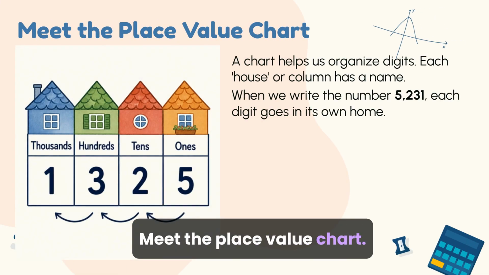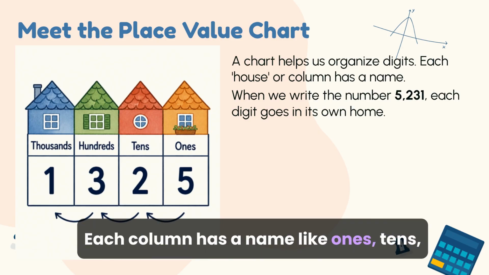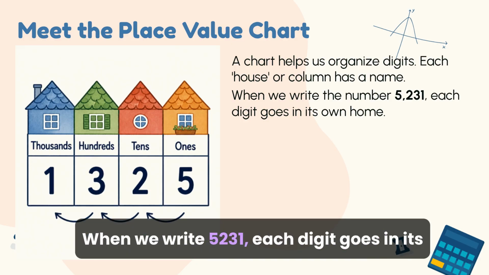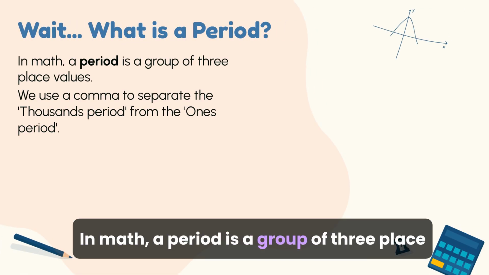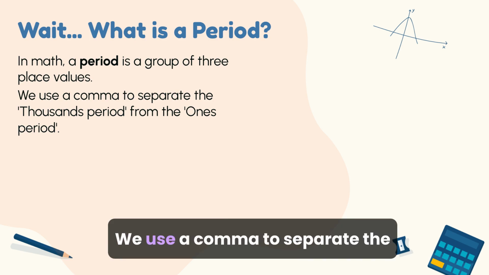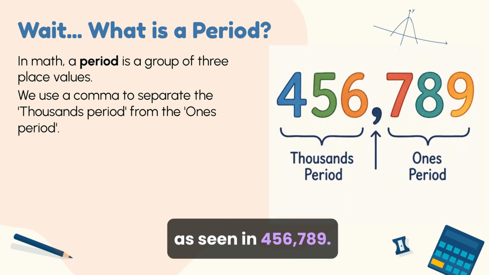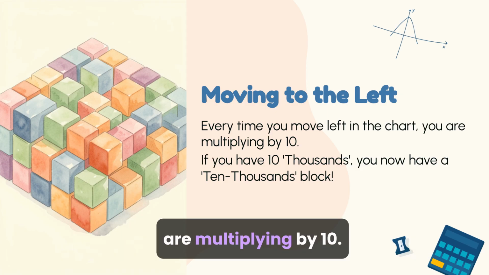Meet the place value chart. A chart helps us organize digits. Each column has a name like ones, tens, hundreds, and thousands. When we write 5,231, each digit goes in its own home. What is a period? In math, a period is a group of 3 place values. We use a comma to separate the thousands period from the ones period, as seen in 456,789.